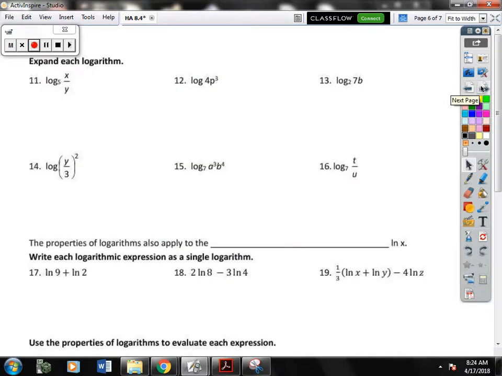All right, now on the back, we're going to switch directions. We're going to say expand, which means write it out as multiple logarithms added, subtracted, multiplied together. So the first one would be using our quotient rule in reverse. So we will break this into subtraction. Log base 5 of x minus log base 5 of y.